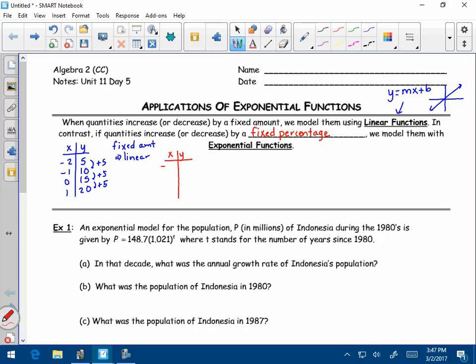So let's say my x values are -2, -1, 0, 1 again. But now I'm going to be increasing by a fixed percent or a ratio. And that ends up looking like, if I multiply by 2 every time, if that's 2, then this would be 4, times 2 again would be 8, times 2 again would be 16. So here I'm increasing by a fixed percent.